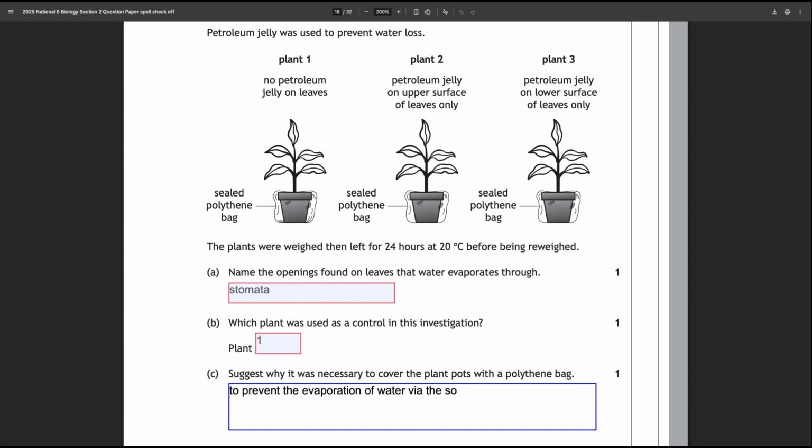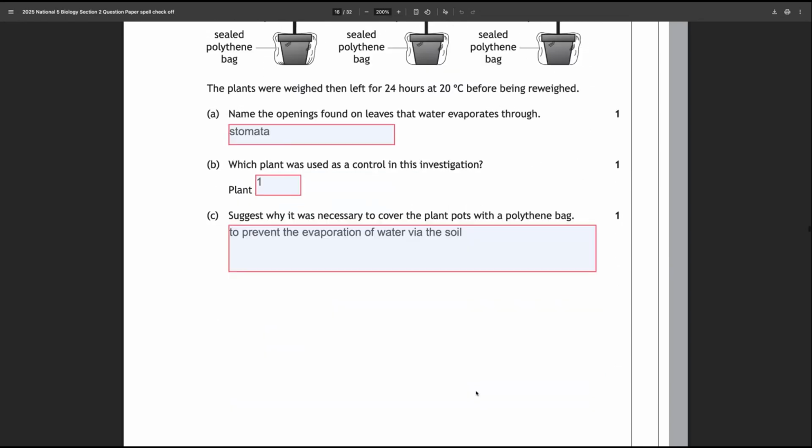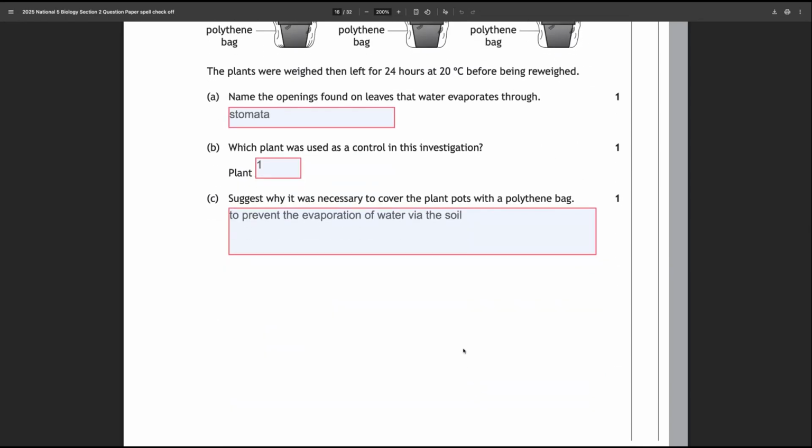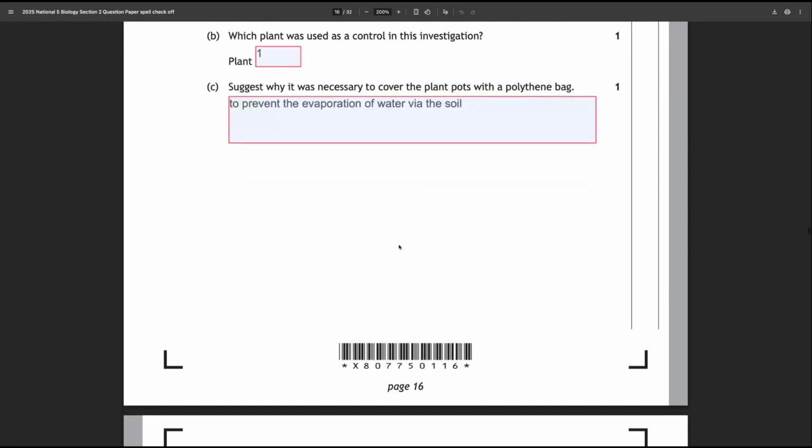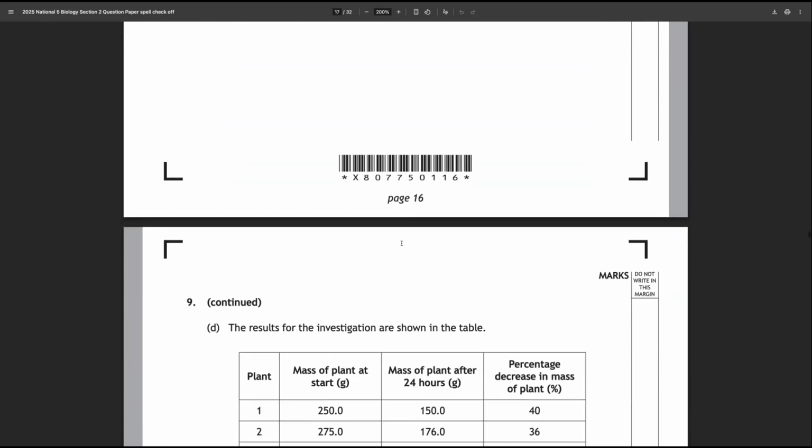Okay, via the soil. We put that polythene bag in there, and it means that if water does evaporate from the soil, it will be caught by the polythene bag and then drawn back in and be able to be used by the plant. We only want water that is lost via the leaves, not water that is lost via the soil. So that's why it was necessary to cover that.